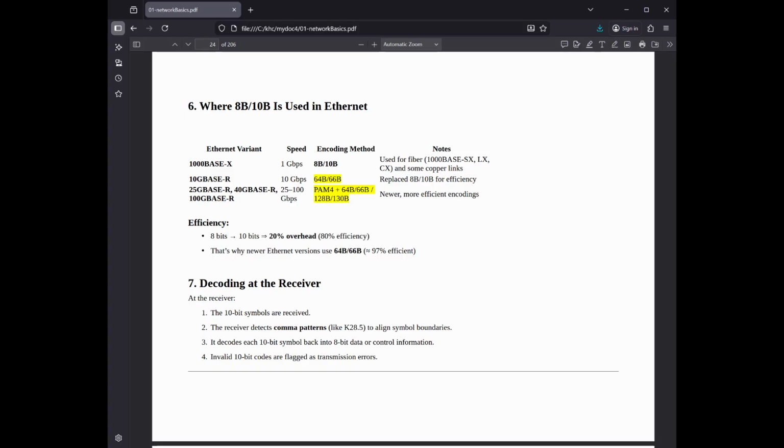Similar methods, higher speeds. As Ethernet speeds increased, the 25% overhead of 8B/10B became too inefficient. More recent, higher speed standards use more efficient encoding schemes that combine scrambling with larger block sizes. 64B/66B encoding. This method adds only 2 bits of overhead to every 64 bits of data, an efficiency of over 97%, approximately 3.125% overhead. It is the standard for most modern high-speed Ethernet variants.